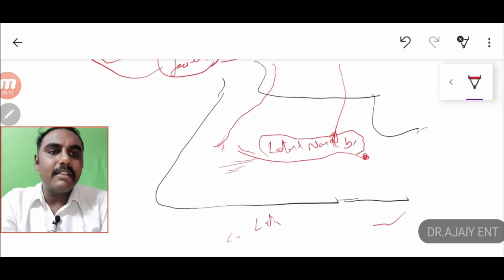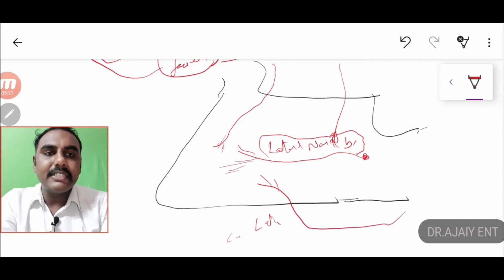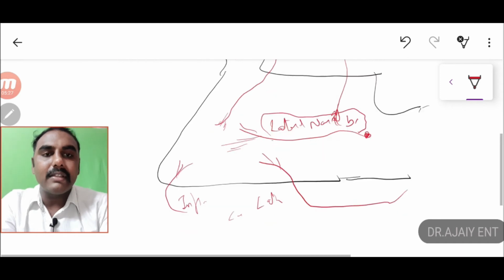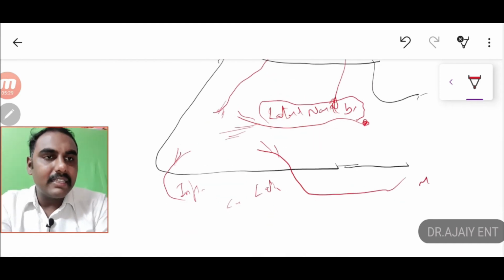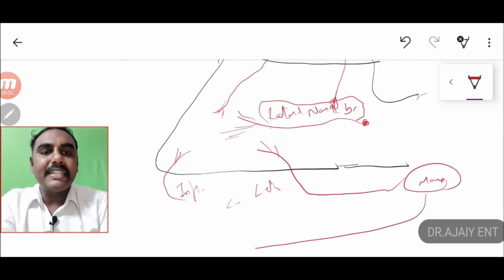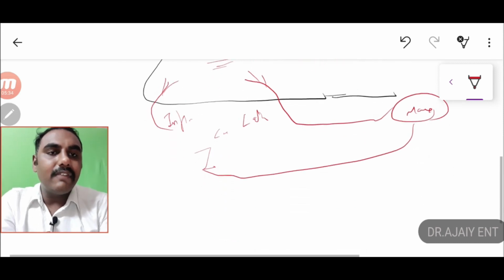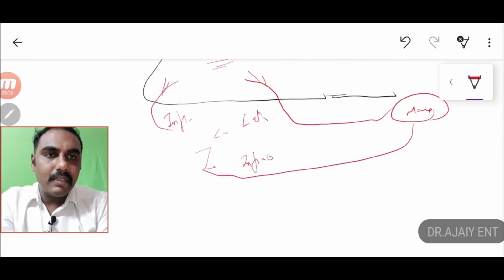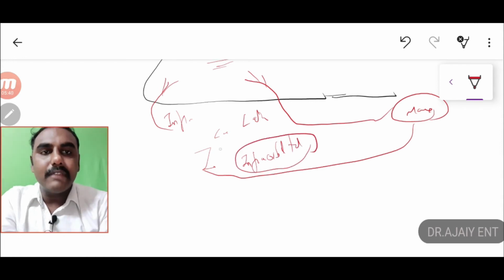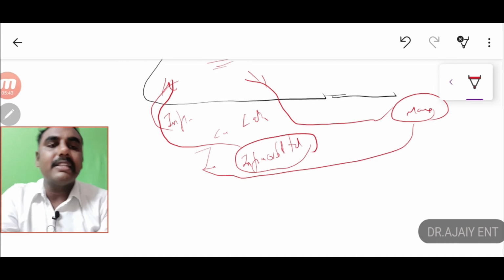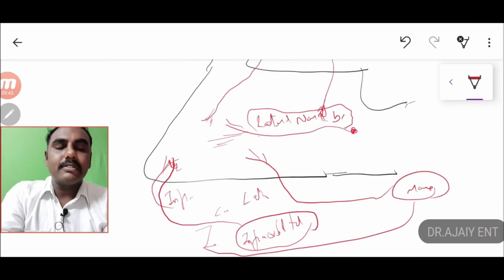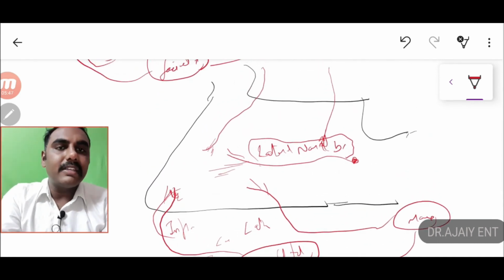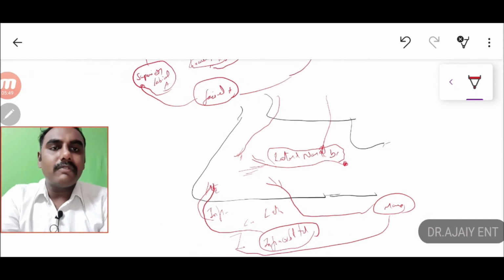Again here there will be palatine branches, and here from the infraorbital nerve, from the maxillary artery. Again, here I am putting the maxillary artery; from the maxillary artery there occurs an infraorbital branch. From the infraorbital branch there will be one more branch supplying the lower part of the nose. So these are the blood supply of the lateral wall of the nose.